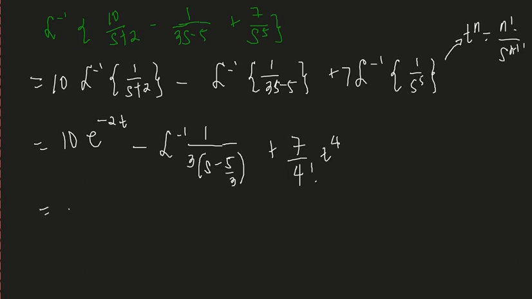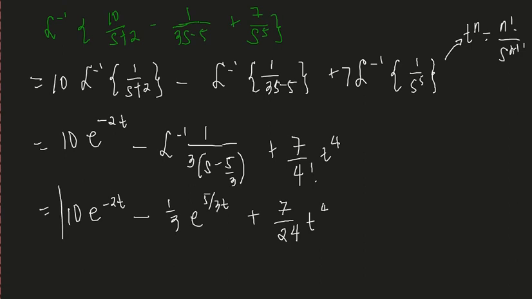So this is equal to 10 e raised to negative 2t minus, so I can factor out 1/3, so we have 1/3, then automatically s minus 5 over 3, so that is automatically e raised to 5 all over 3 t, plus 7 all over 4 factorial, or 7 all over 24 t raised to 4. So automatically, this will now be our final answer.